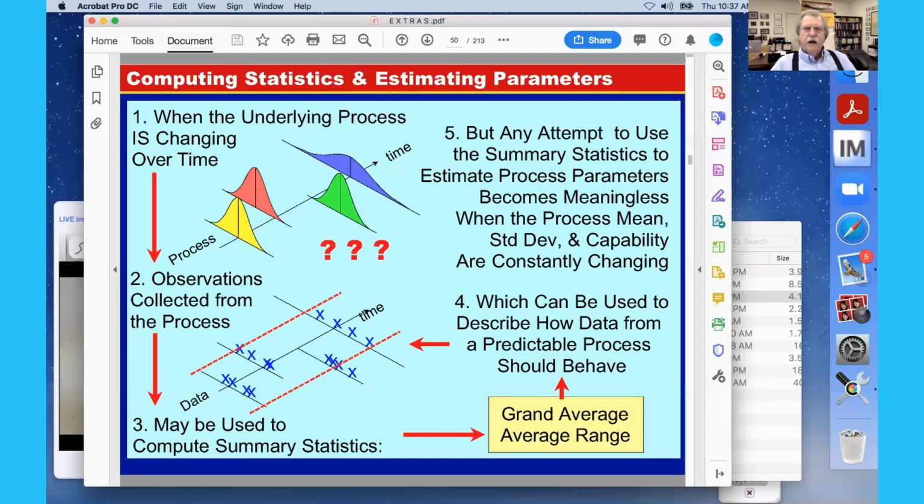That means we don't have a process average. We don't have a process standard deviation. We don't have a process capability because they're all constantly changing. So any attempt to use the statistics to estimate process parameters is just meaningless.